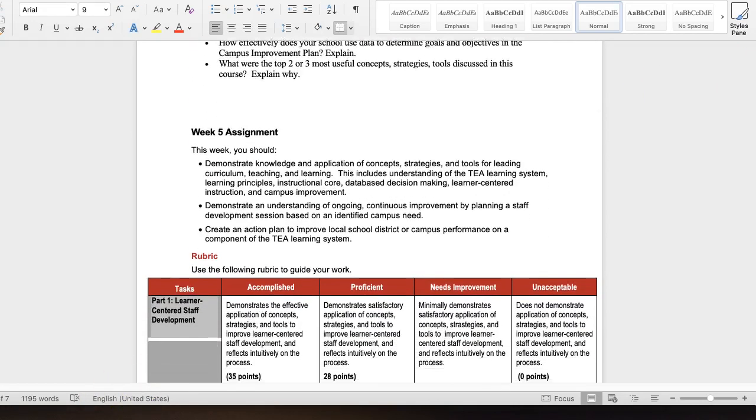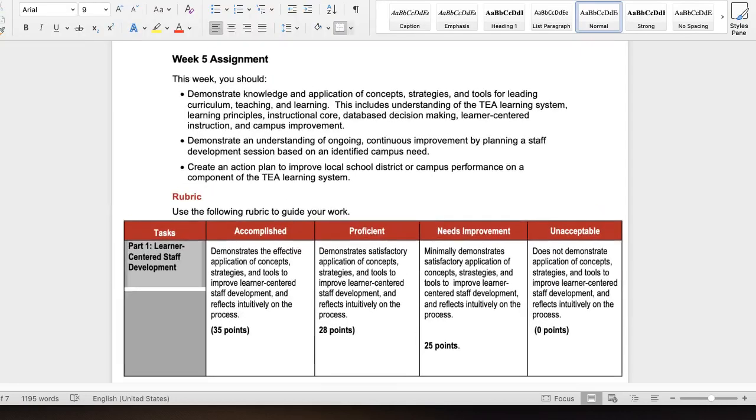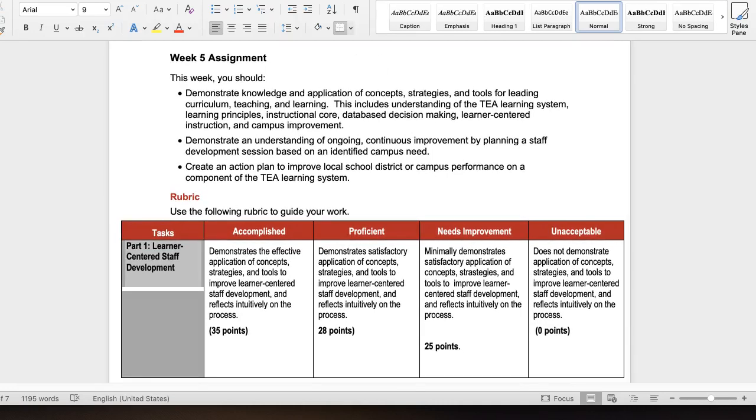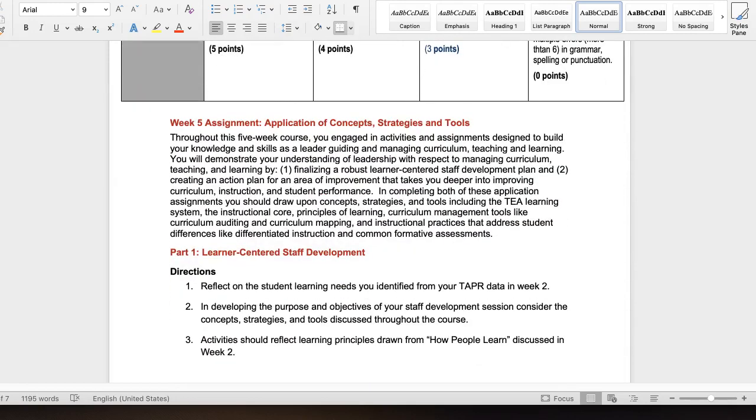So, the week 5 assignment. This week you're going to demonstrate your knowledge and applications of the concepts, the strategies, and tools that we've been talking about in this course so that you will be ready to lead curriculum, teaching, and learning. So this includes your understanding of the TEA learning system, learning principles, that instructional core, data-based decision-making, learner-centered instruction, and campus improvement. You're going to demonstrate an understanding of ongoing continuous improvement by planning a staff development session that's based on your campus need, and then create a plan to improve your school district or campus performance on a component of the TEA system. So here's the rubric for the week that will guide you.